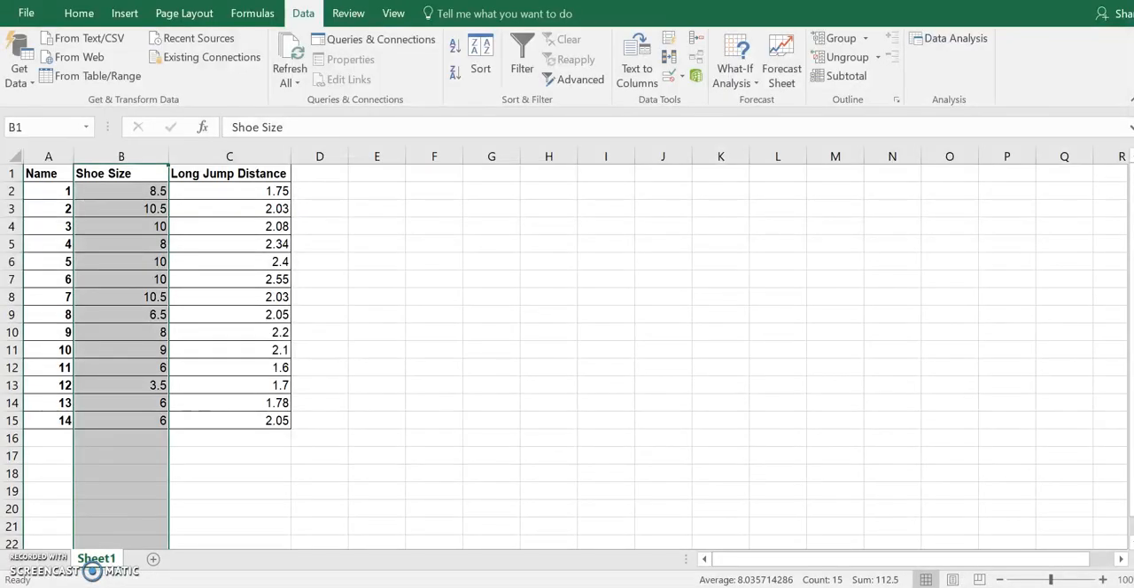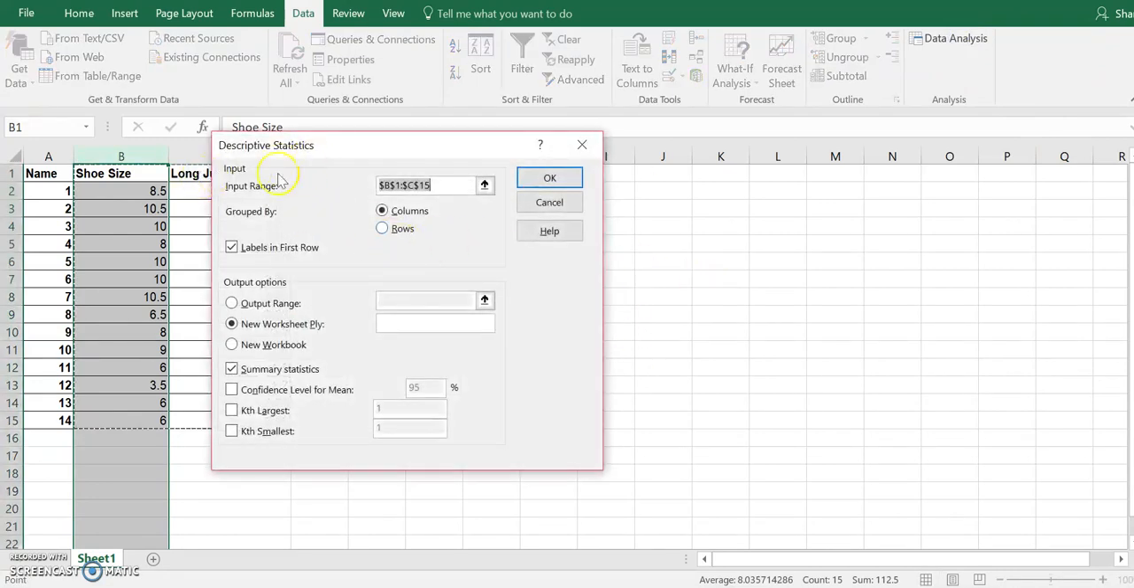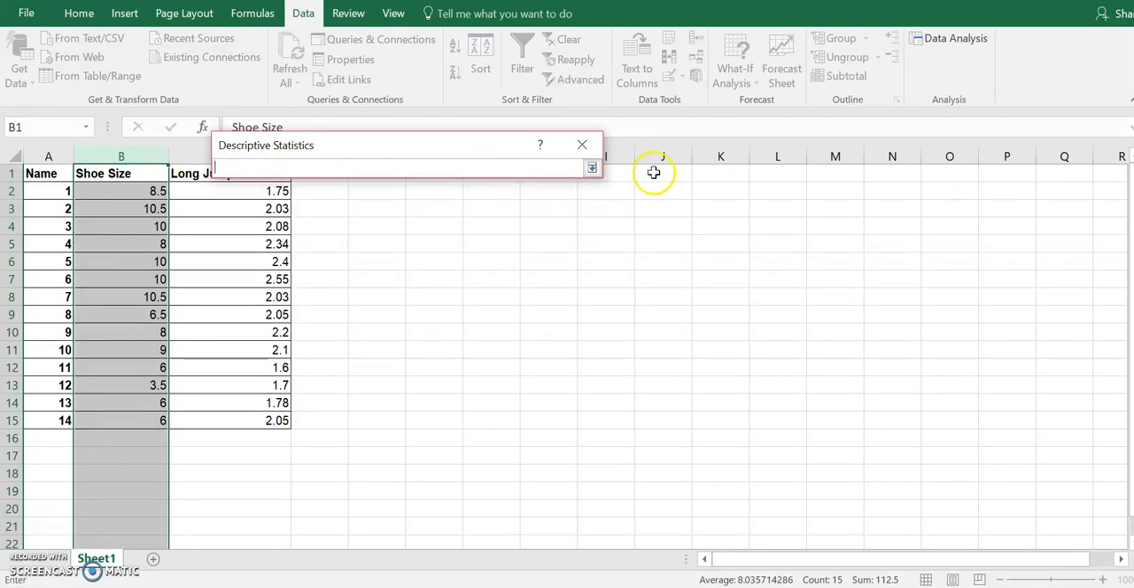We'll swap to Excel now. So if we click up on data analysis, we've got descriptive statistics already highlighted. So we come to this and get it back. That's the wrong one. So we highlight this, press enter.